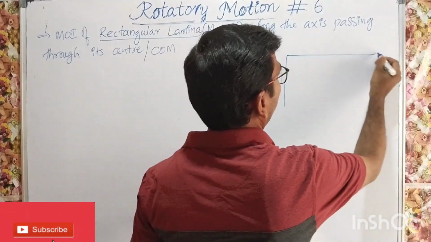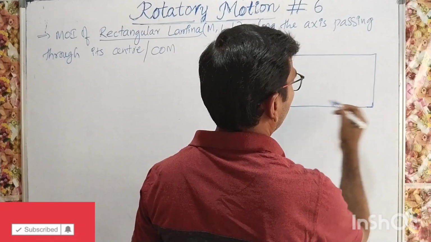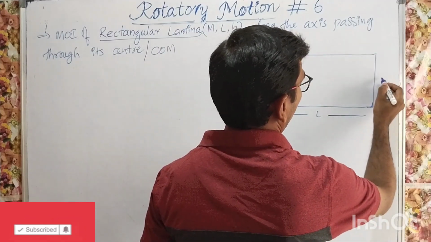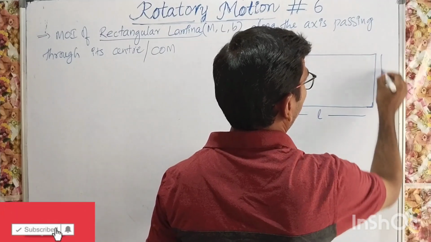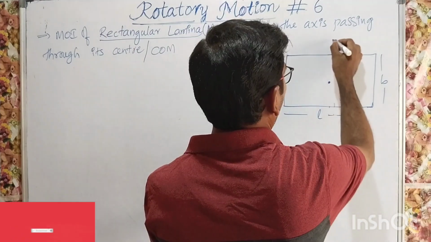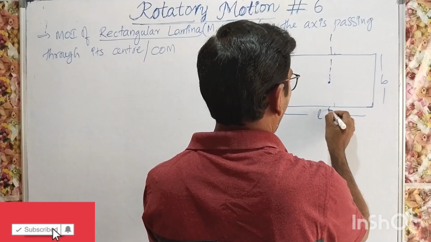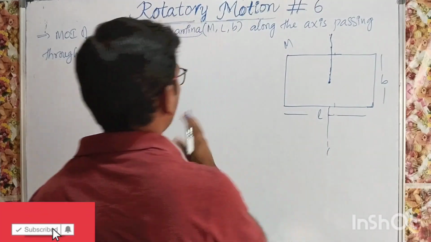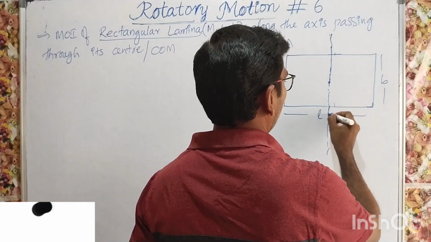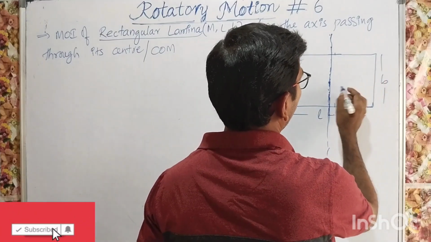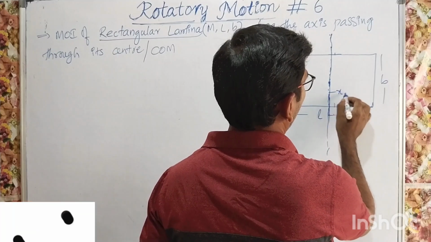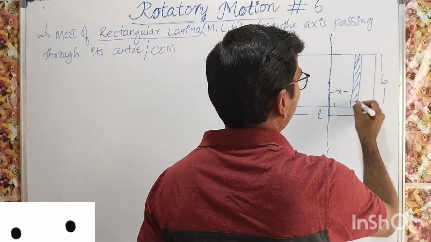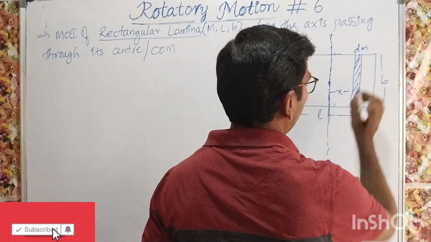So consider a rectangular lamina. The mass of the rectangular lamina is capital M, length is L, and breadth is B. The axis passes through its center, the center of mass. From the axis, at some distance x, I will consider a small element dm. The thickness is dx.